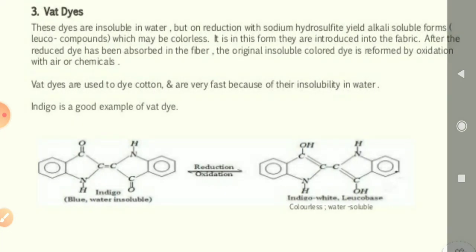Next is a vat dye. These dyes are insoluble in water, but on reduction with sodium hydrosulfite yield the alkaline soluble form, the leuco compound, which may be colorless. It is in this form that they are introduced into the fabric. After the reduced dye has been absorbed in the fabric, the insoluble colored dye is reformed by oxidation with air or a chemical. The vat dyes are used to dye cotton and are very fast because they are insoluble in water. So indigo is a good example of a vat dye.